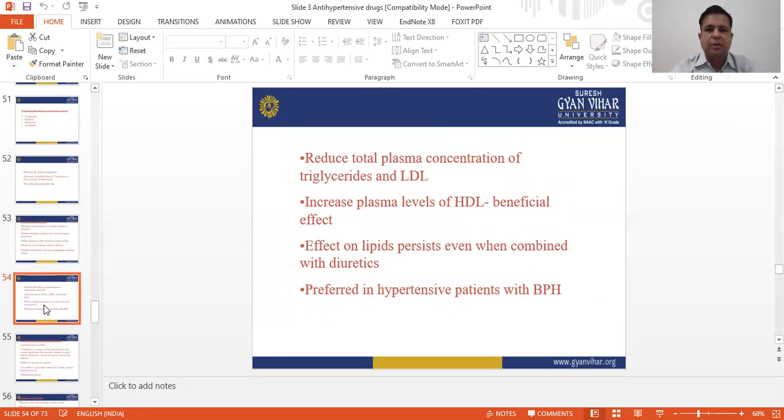Reduces total plasma concentration of triglycerides and LDL. Increases plasma level of HDL, that is a beneficial effect. Effect on lipids persists even when combined with diuretics. Preferred in hypertensive patients with BPH.